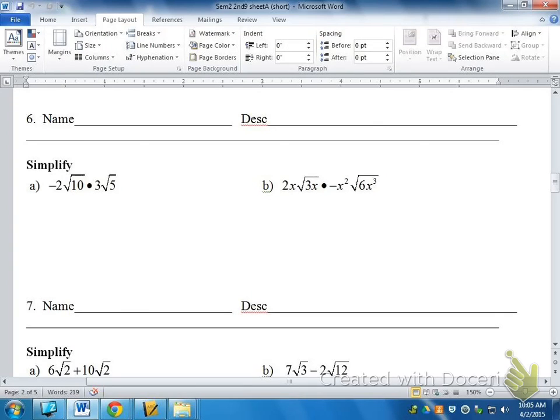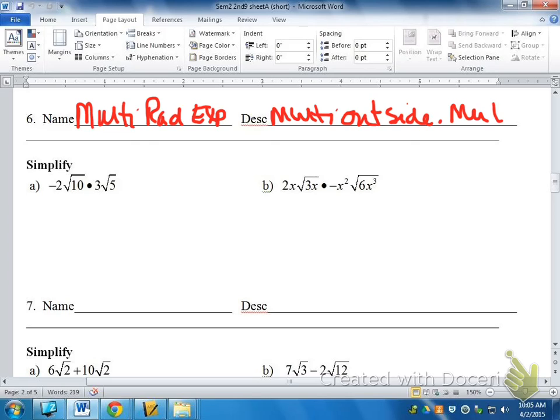All right, number 6, multiplying radical expressions. Basically, what you do is you multiply outside, and he means the numbers outside, together and out in front of the radical. Multiply insides. So multiply the insides together.